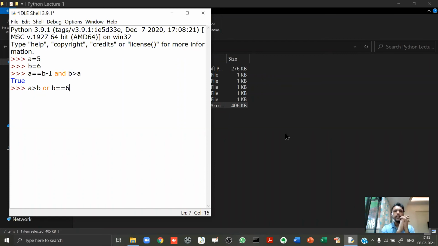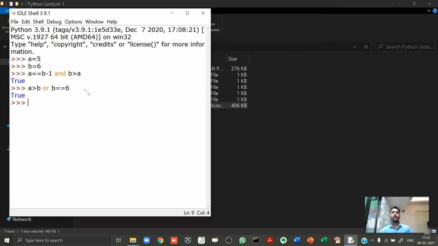So guys, you have one example in front of you where it says a greater than b or b equal to equal to 6. So a greater than b is false. b equal to equal to 6 is true. So false or true will give you what? False or true will give you true.